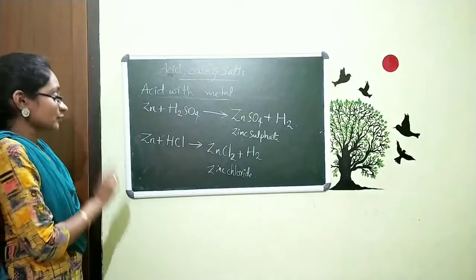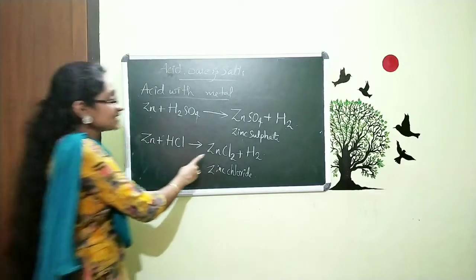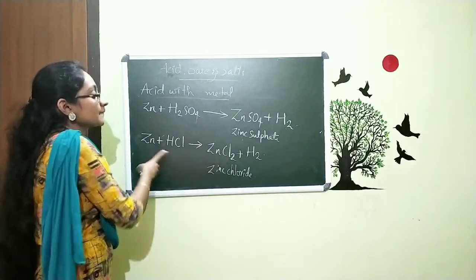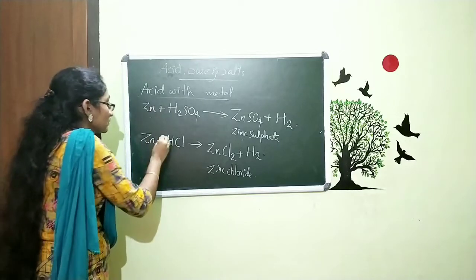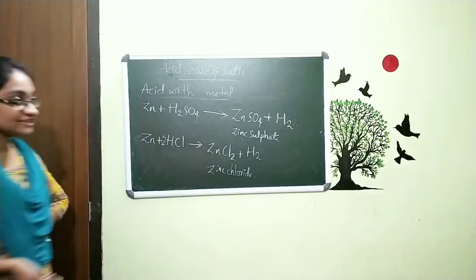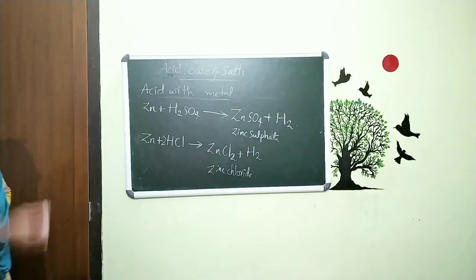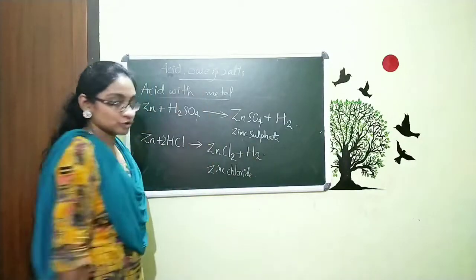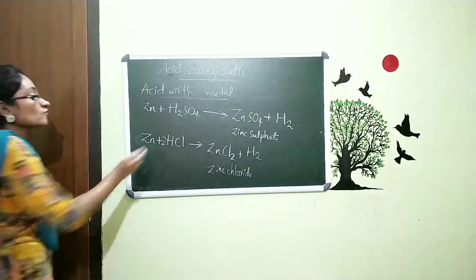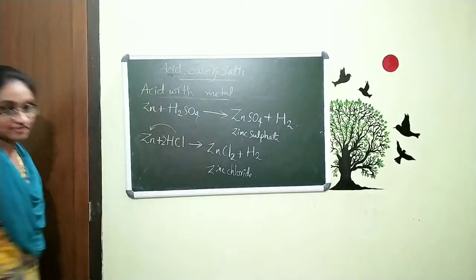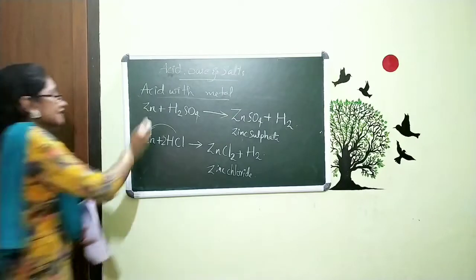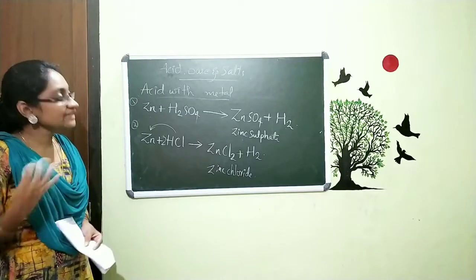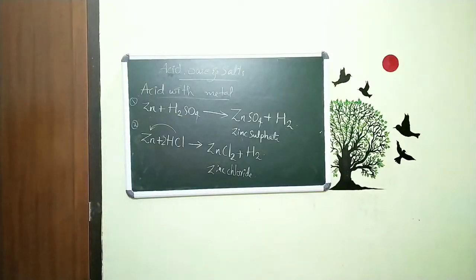When you observe this equation, Zn plus HCl gives ZnCl2 plus H2. Here chlorine is 2 on one side, but only 1 on the other. So we add 2 here and then the equation is balanced. The balanced equation is Zn plus 2HCl gives ZnCl2 plus H2. So this is the reaction of hydrochloric acid with zinc. This is the first example and this is the second example. Now we are going to discuss the next example, that is the reaction with nitric acid.